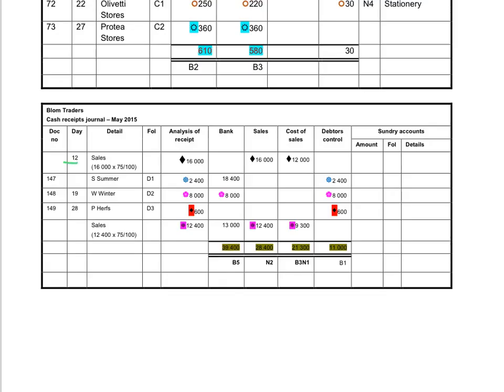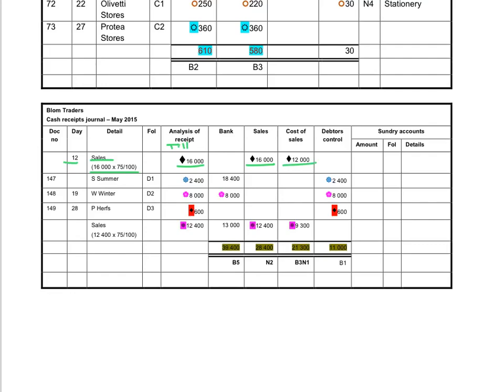On the 12th, we had cash sales. So the analysis of receipts is like a till. We put all the money that we receive in the business in the till first. We don't run to the bank every time. And then I show that the entry will be recorded in sales. So I will show that bank and sales is affected by the 16,000. Then I calculate the cost price. Because the profit was made on sales price, the cost price will be 75 of 100, and that will give me 12,000 rand.